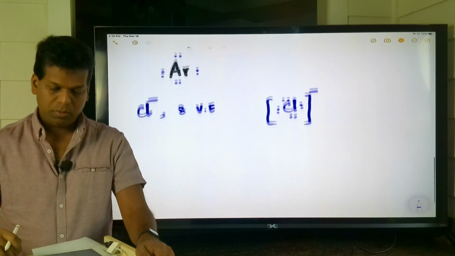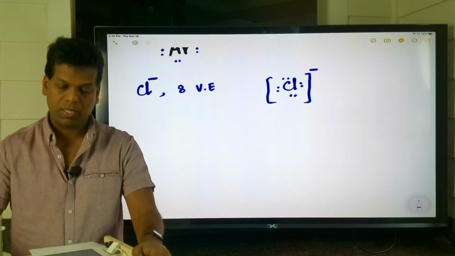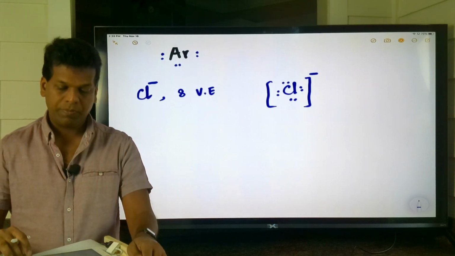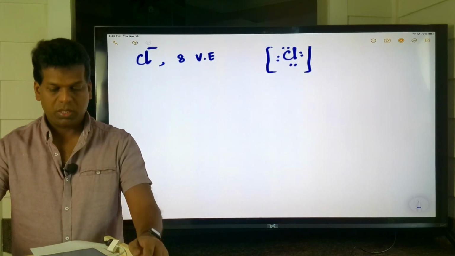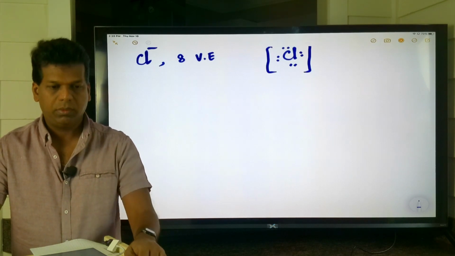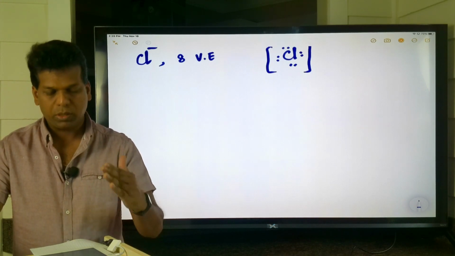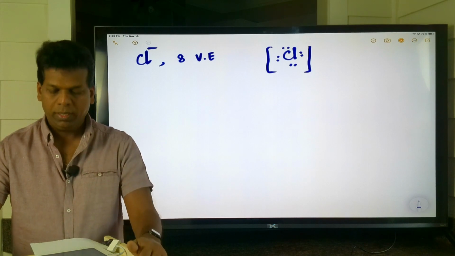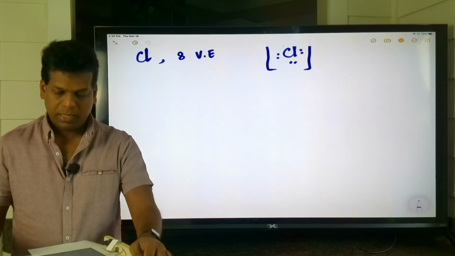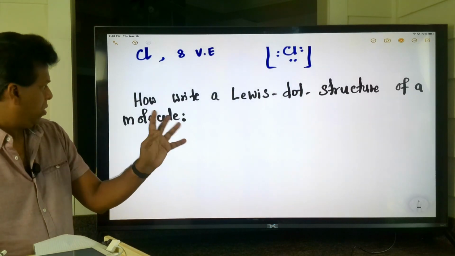I assume you understood this part. What is important is how to write the Lewis dot structure of a molecule, so we are going to spend more time on that topic. When you do a Lewis dot structure for a molecule, you have to consider different aspects, lots of facts. We will discuss them one by one, then it will be easier. So let me write it under this topic: how to write a Lewis dot structure of a molecule.